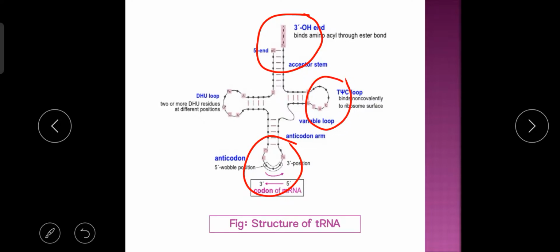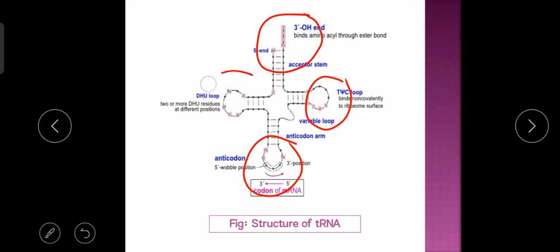Then the third arm is the T psi C loop. The T psi C loop contains 2 modified nitrogenous bases or nucleotides: T for ribothymidine, psi for pseudouridine, and C for cytosine or cytidine. This loop helps in the attachment to the ribosome during protein production. This way, the tRNA binds to the ribosome during protein production.